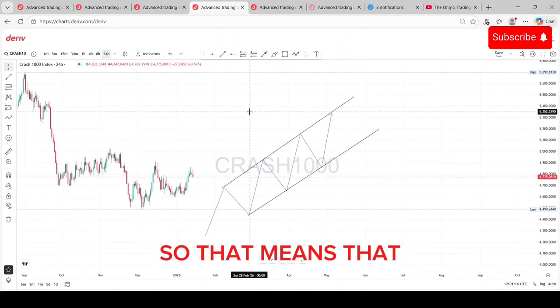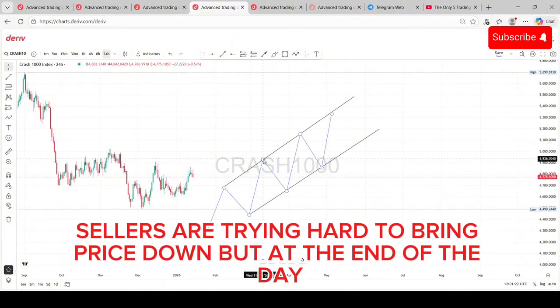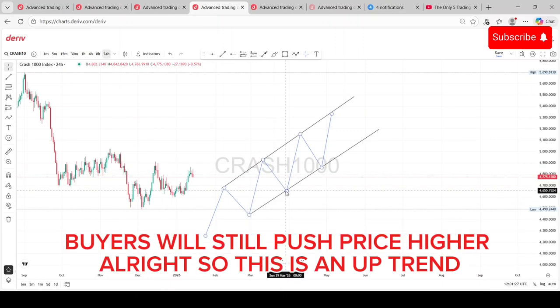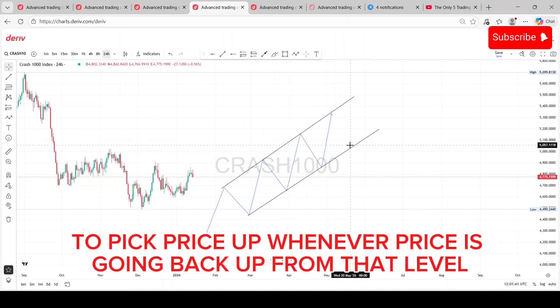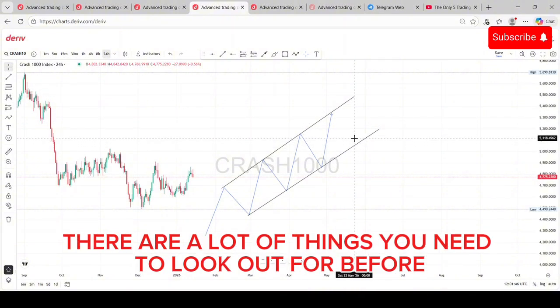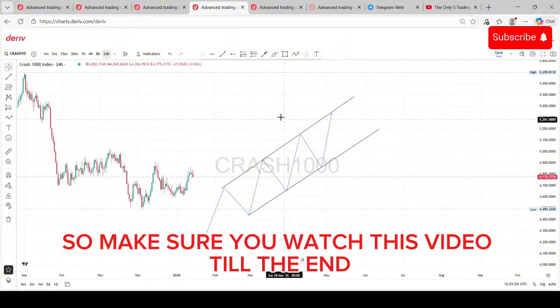So that means that buyers are dominant in the market. Buyers are pushing price upwards, sellers are trying hard to bring price down, but at the end of the day, buyers will still push price higher. All right, so this is an uptrend. For traders who already know this, all they need to do is wait at the lows to pick price up whenever price is going back up from that level. There are a lot of things you need to look out for before entering a trade though. I'm going to be explaining all of that, so make sure you watch this video till the end.